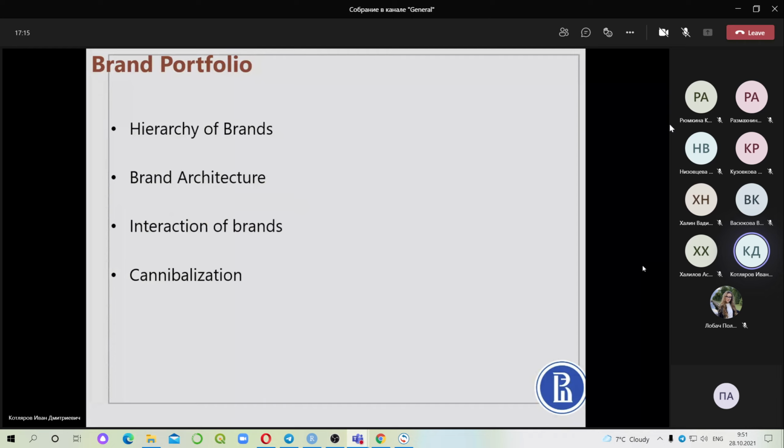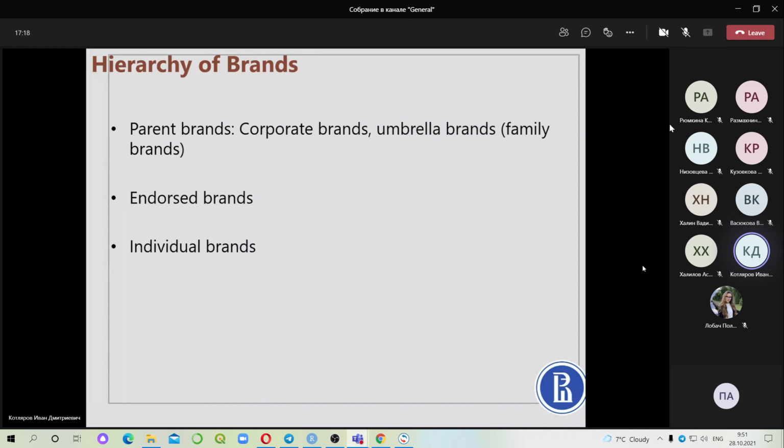First of all, the hierarchy of brands. There are three levels of brands actually: parent brands, corporate brands, or umbrella brands. These brands cover the whole company or a whole family of products. Endorsed brands are normally specific brands for different products or families of products, which are supported by parent brands. And there are individual brands, which are created for specific products. Let's go further and explain.